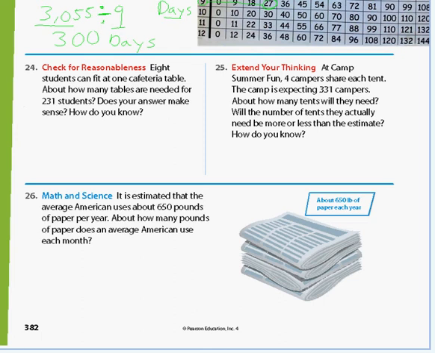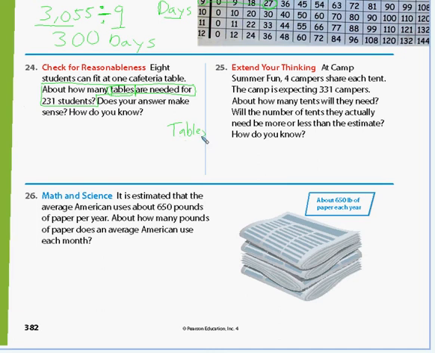Okay, but what we're trying to find out is this: about how many tables are needed for 231 students. So our answer is going to be tables. That's the label for our answer. I'll write that over here. Tables. So once we get done, we need to figure out how many tables.